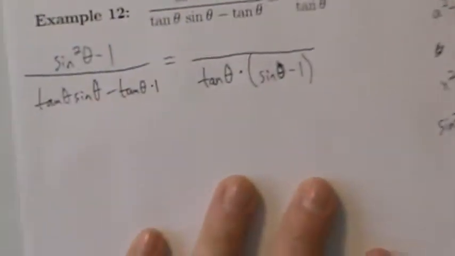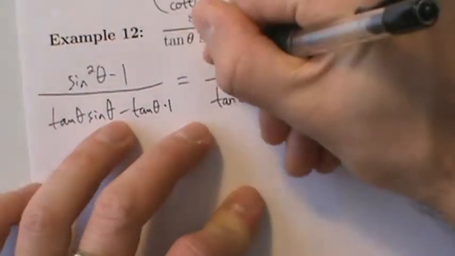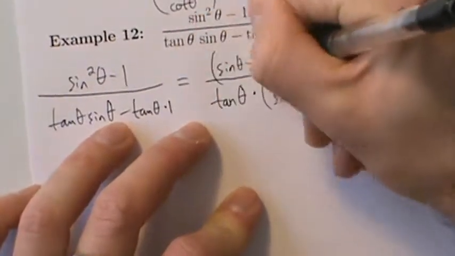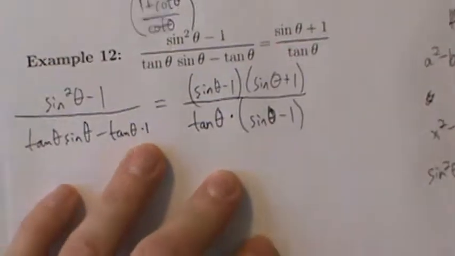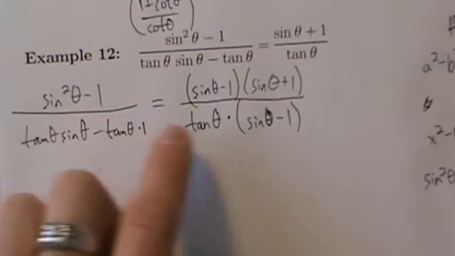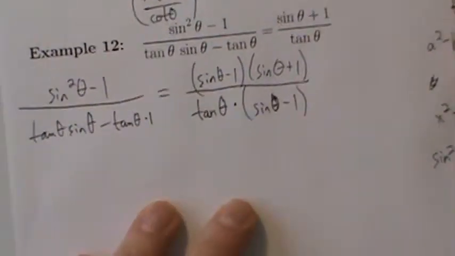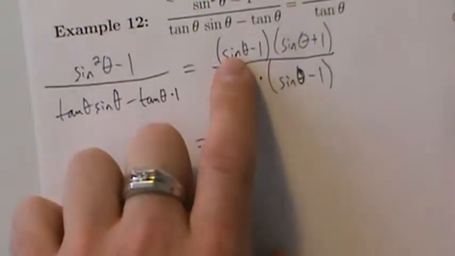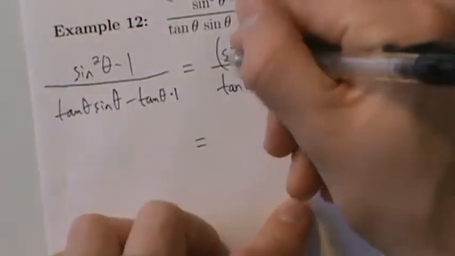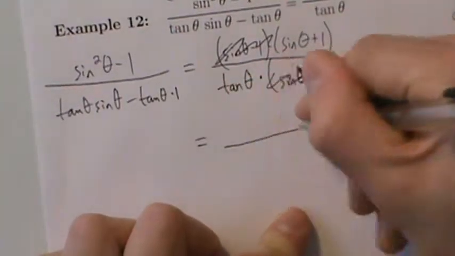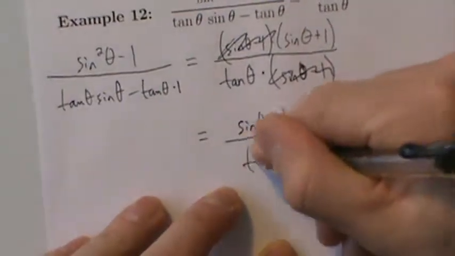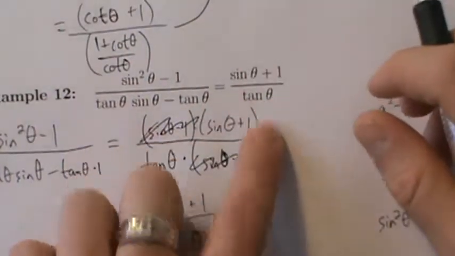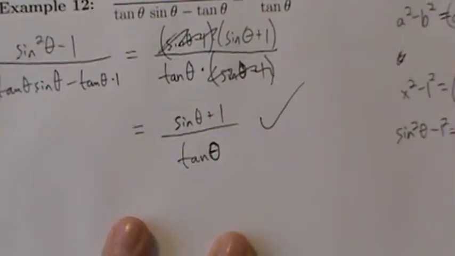Okay. So sine squared of theta minus 1, that is sine of theta minus 1 times sine of theta plus 1. Okay. So a squared minus b squared becomes a minus b times a plus b. So what do we have? Sine of theta minus 1 on top, sine of theta minus 1 on the bottom. Cancel, cancel, and we're left with sine of theta plus 1 on the top, and on the bottom is just tangent of theta. Is that what we wanted? Yes, that's exactly what we wanted. That's great. Okay, so that's it for example 12.